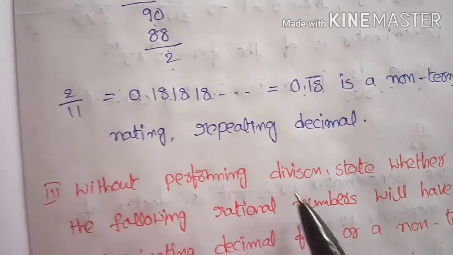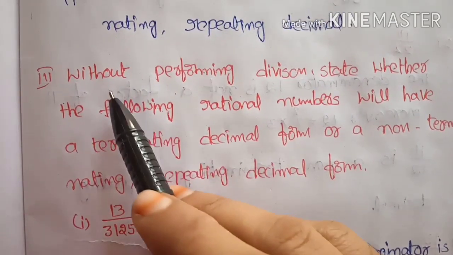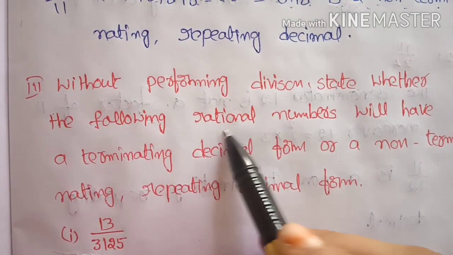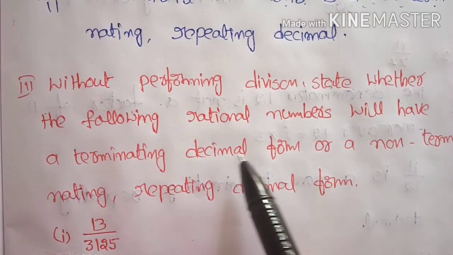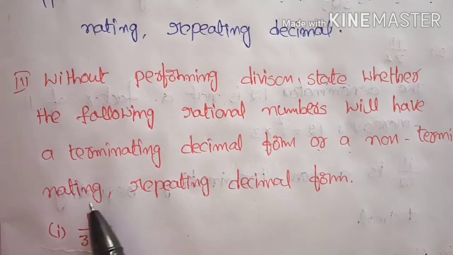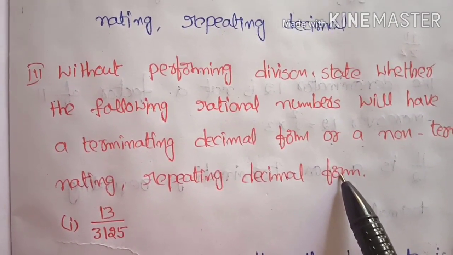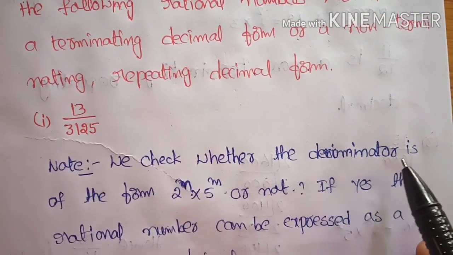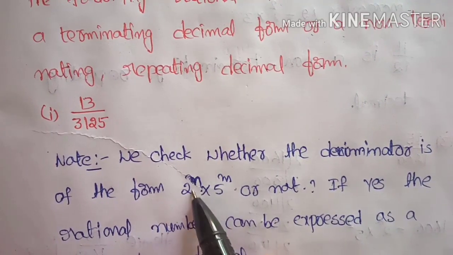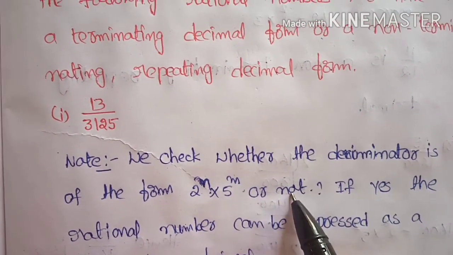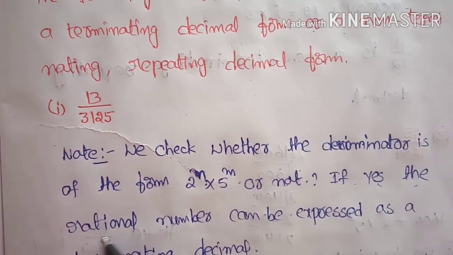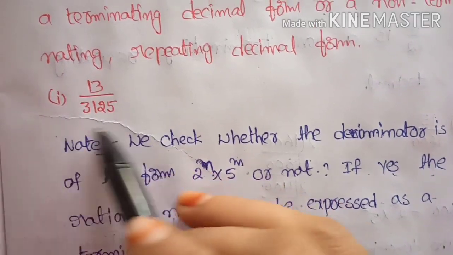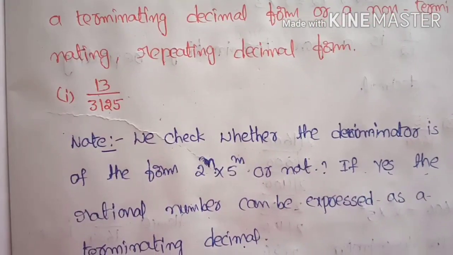Next question. Without performing division, state whether the following rational numbers will have a terminating decimal form or a non-terminating repeating decimal form. Note, we check whether the denominator is of the form 2 power n into 5 power m or not. If yes, the rational number can be expressed as a terminating decimal.